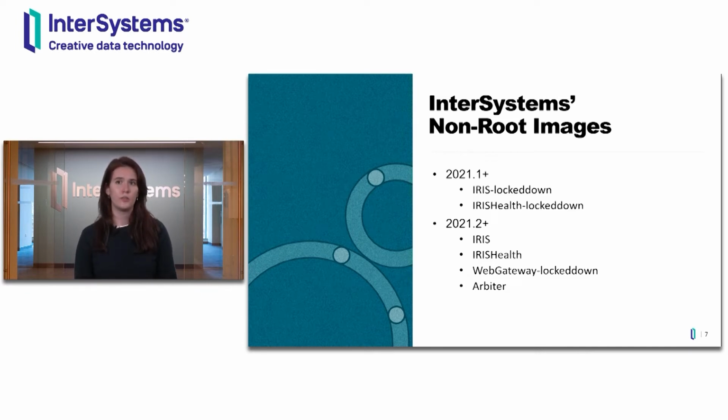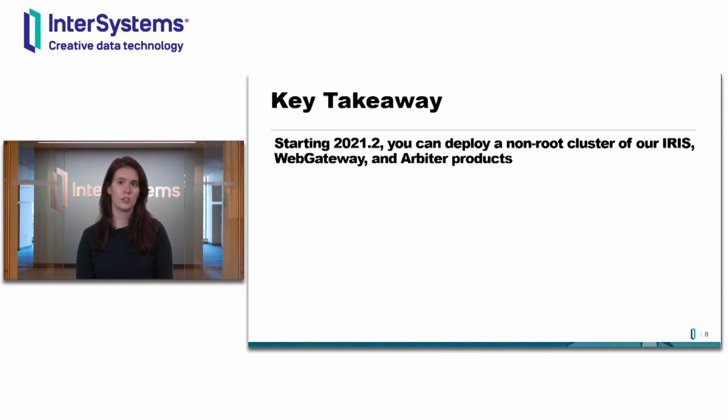If any of this sounded familiar to you, that's because we announced our first non-root solution at Virtual Summit last year. It was released in 2021.1 as IRIS Lockdown. That image and its counterpart, IRIS Health Lockdown, will still be available in 2021.2 because it also has other features like an initial IRIS security of lockdown instead of normal, and a disabled management portal that users may be looking for. Outside of our IRIS products, we will also release non-root Web Gateway and Arbiter images. The non-root Web Gateway is named Web Gateway Lockdown.